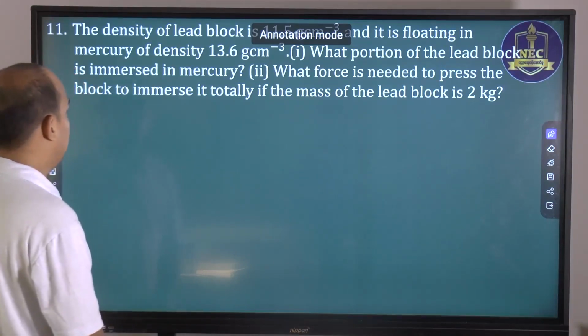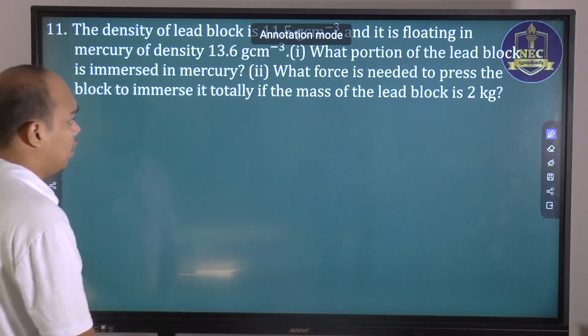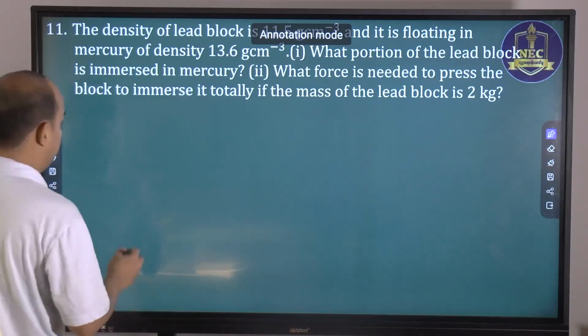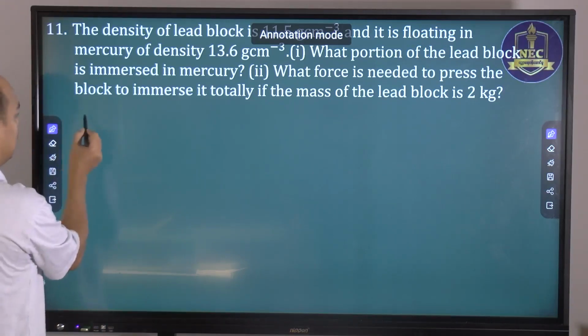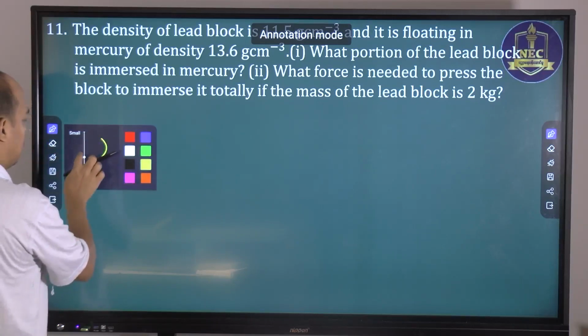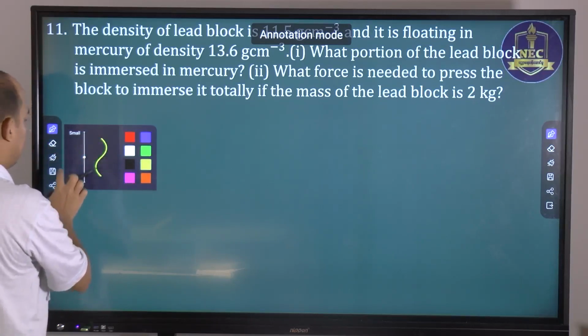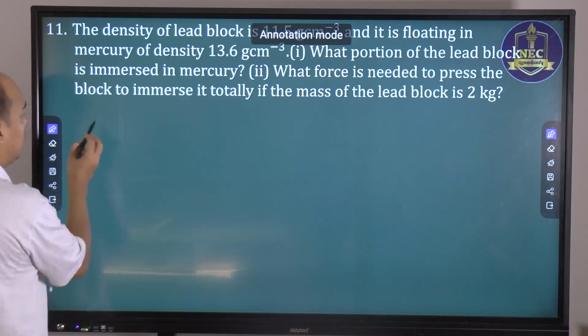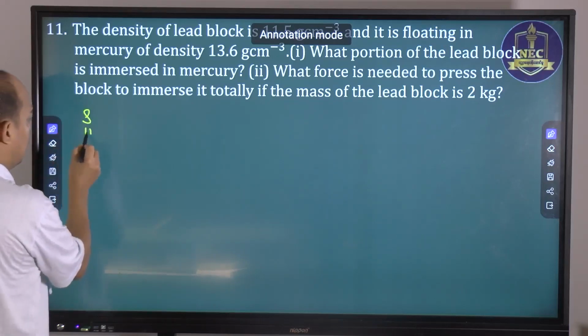What position of the block is in the mercury? At what level will it float in the mercury? Number 1.